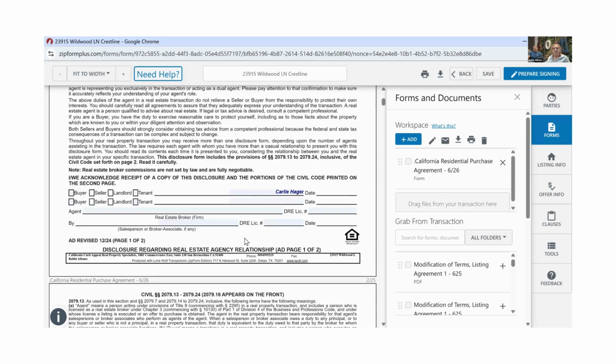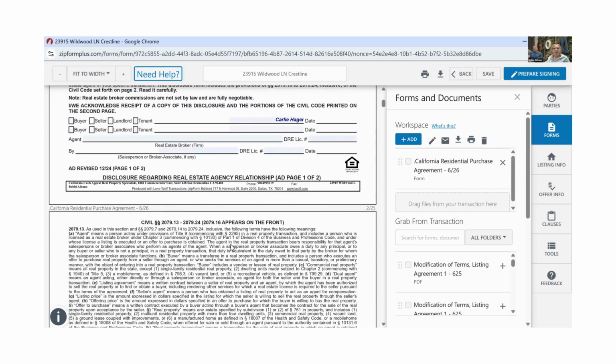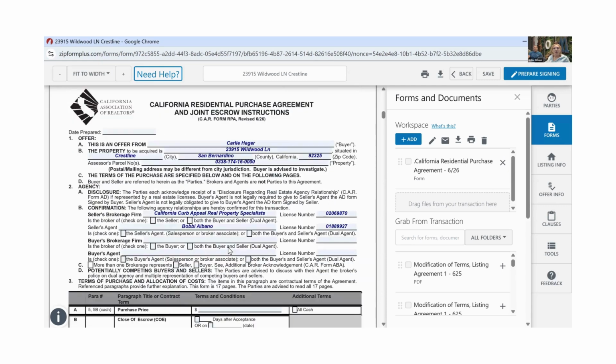All right, let's move down through this form. Now we've arrived at the California Residential Purchase Agreement and Joint Escrow Instructions. I want to point something out. We do have Louisa here as our escrow officer and office manager.